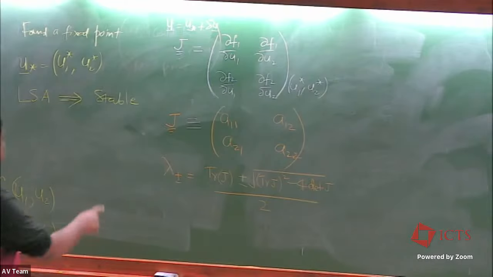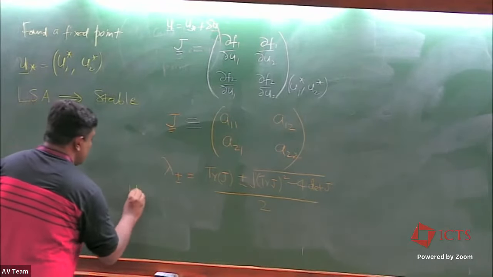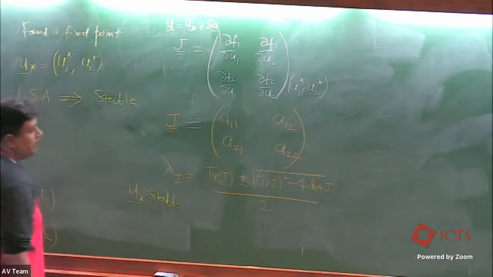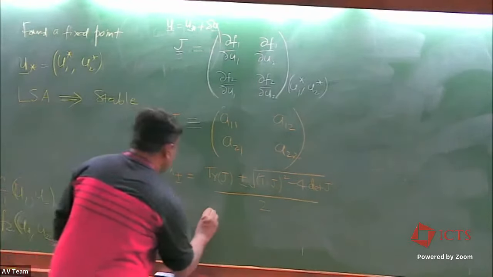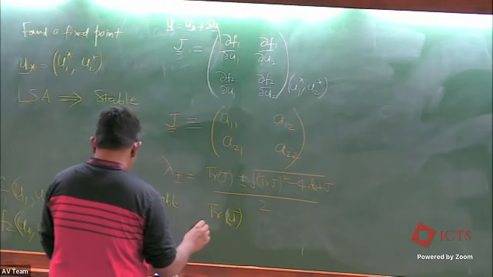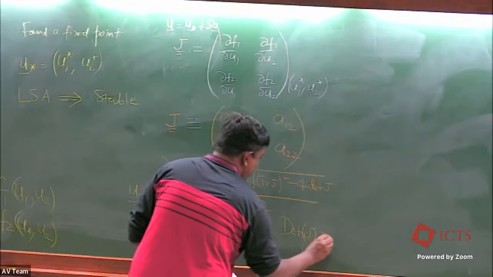So if the homogeneous state, I mean, there's no homogeneous, it's an ODE system. If the fixed point U star is stable, it implies the real part of the eigenvalue with the largest real part is negative. And I leave it to you to convince yourselves that this is possible only when the trace of J is negative and the determinant of J is positive.